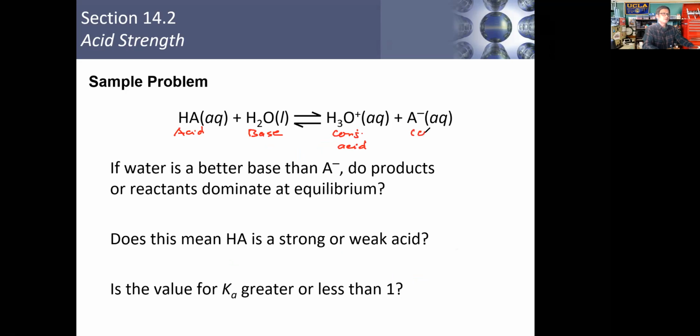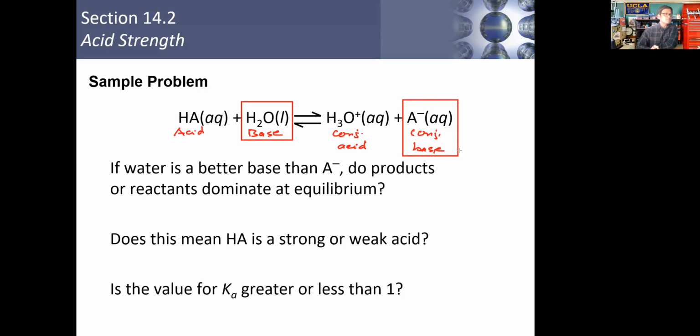Okay, and this is our conjugate base. All right, so what they're asking us to do here is take a look at the two bases. Let's look at this base here, our water, and compare it to this base here. That's what they're asking about in this problem.